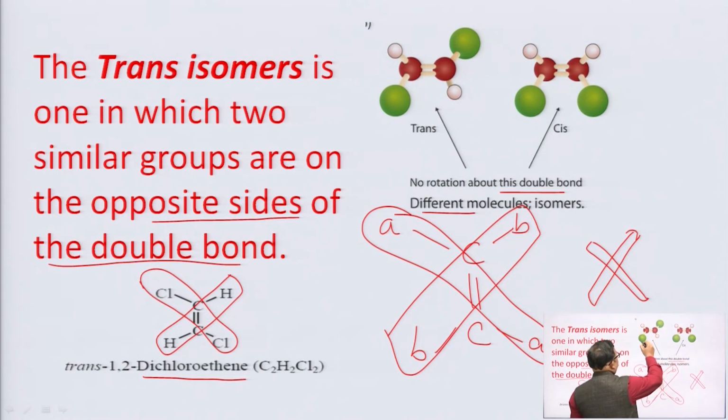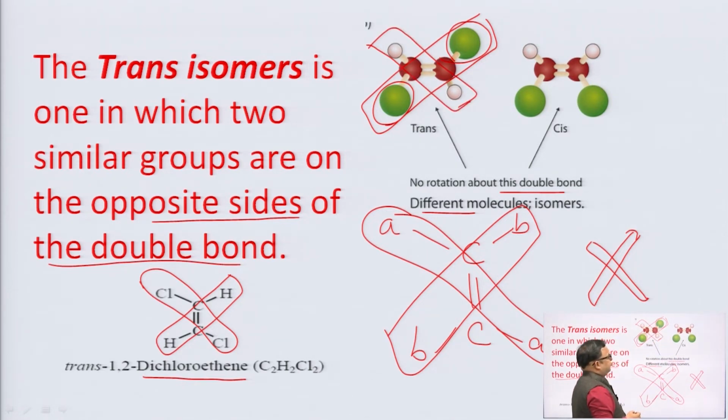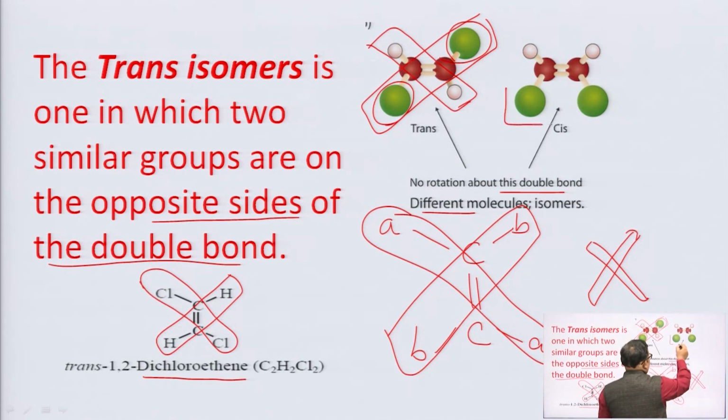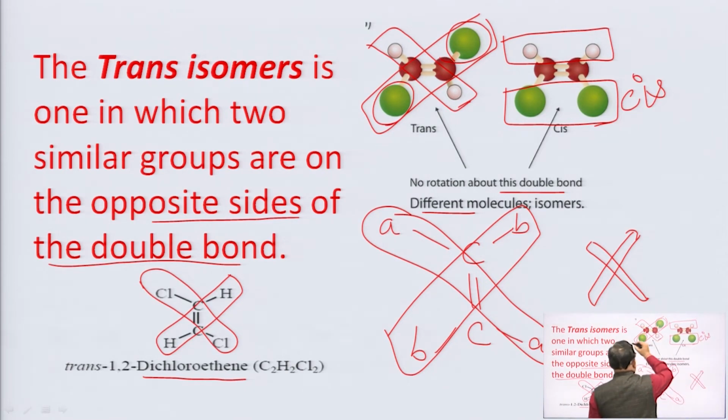Here we can see the chlorine atoms are present opposite to each other and the hydrogen atoms are again opposite to each other. So, it is making a structure like X. That is why we call it trans. But if we see that both the chlorine atoms are present on the same side and both the hydrogen atoms are present on the same side, it is known as cis, and the other is known as trans.